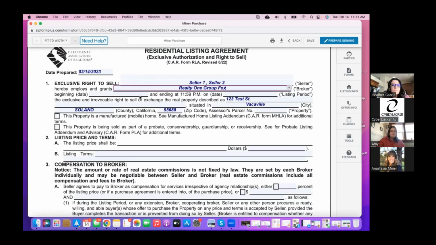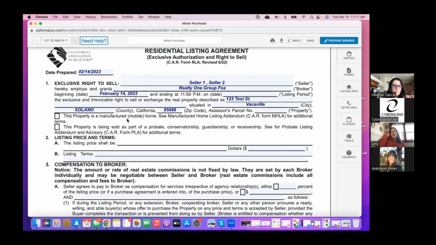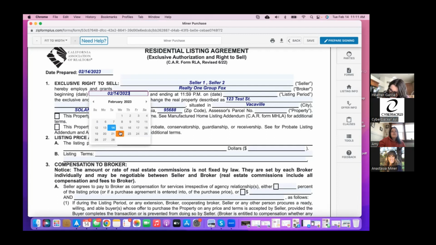The broker's name. And in order for this listing agreement to be valid, it has to have a start date and a termination date. Otherwise, it's an invalid listing agreement. So you can put in today's date, right? If you're going to go to that listing appointment right now, this afternoon or whatever, you could just double click on it, puts in today's date. Let's say your appointment's tomorrow. We can predate it for tomorrow.